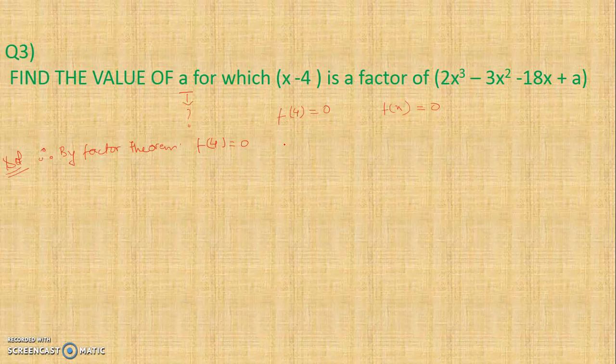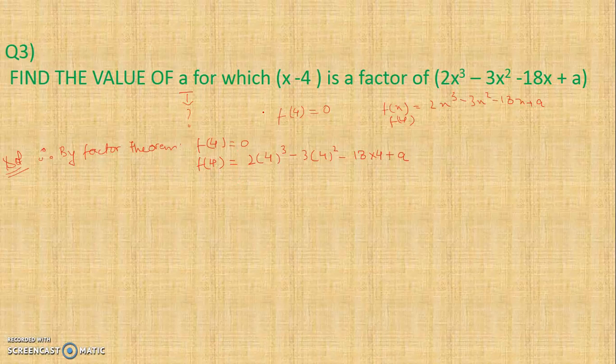So what is the value of f(x)? It is given to us. f(x) is equal to 2x cube minus 3x square minus 18x plus a. So what we will do now, f of 4. I'm substituting here. So f of 4 is equal to 2 into 4 cube minus 3 into 4 square minus 18 into 4 plus a, right? So f of 4 is equal to 0.